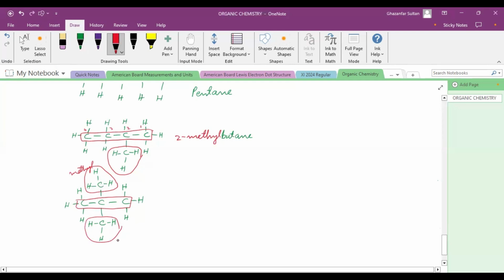We take them separately. The positions are 1, 2, 3. Both are on the same position, so we write 2 twice: 2,2-dimethyl. The word di is used. And for the remaining part, it is propane. Propane. Got it?